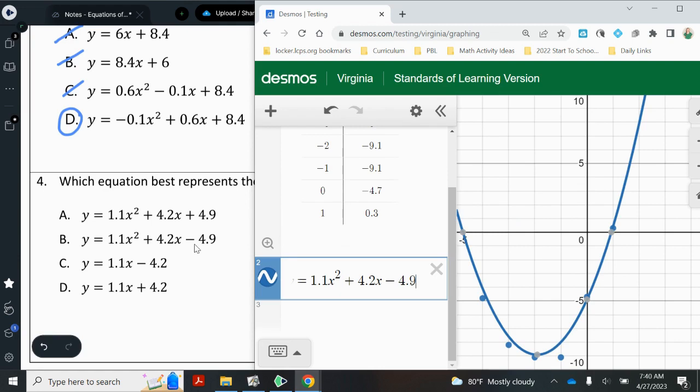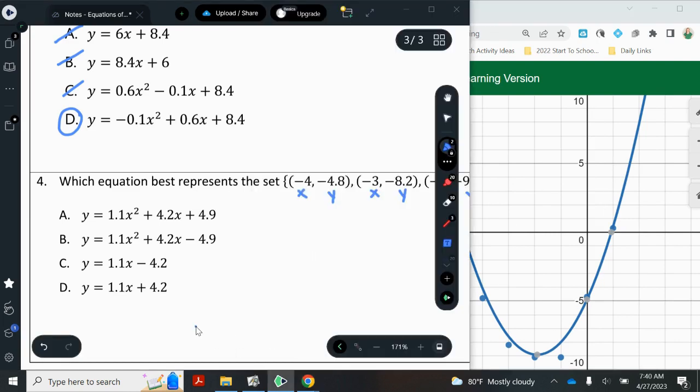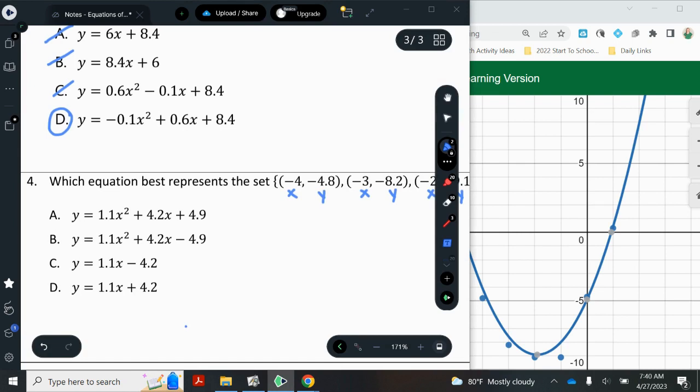A great SOL testing strategy is using your answers in Desmos. Copy and paste them right in with the given problem information included first. Let's select B, and we have our answer.